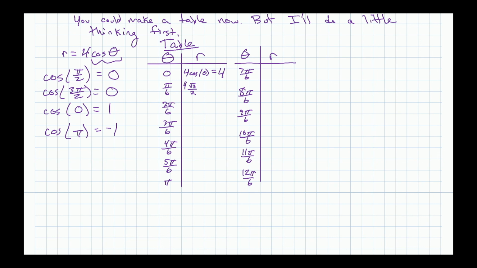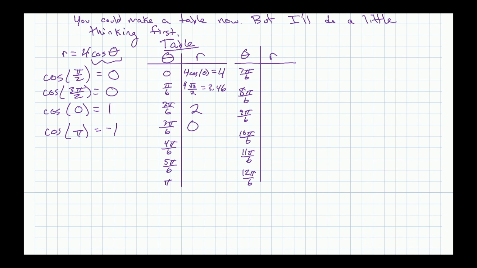I'll use my other calculator. It takes more button presses, but radian mode, 4 cosine pi over 6. Yeah, I know it's 2 square root of 3. That's about 3.46. Then for pi over 3, you're going to have 4 times cosine pi over 3. That's going to be 2, of course. And 3 pi over 6 is actually pi over 2, so that's going to be 0.